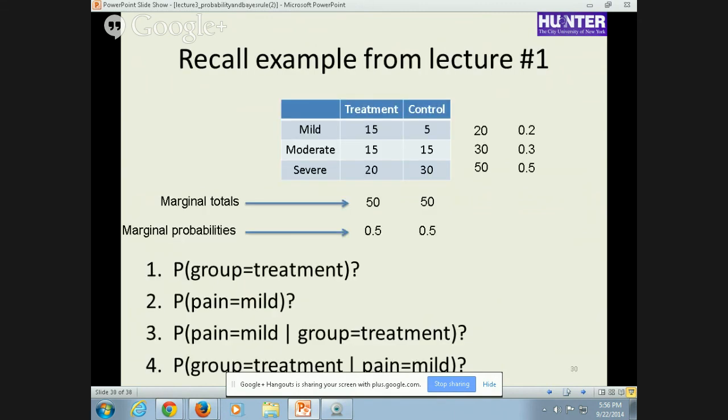Okay, another exercise for you here. Going back to the example we had from before of the pain, this imaginary study with a treatment and a control arm where individuals reported mild, moderate, or severe pain. Some calculations of probabilities here. What is the probability that an individual is in the treatment group? So, probability that group equals treatment.